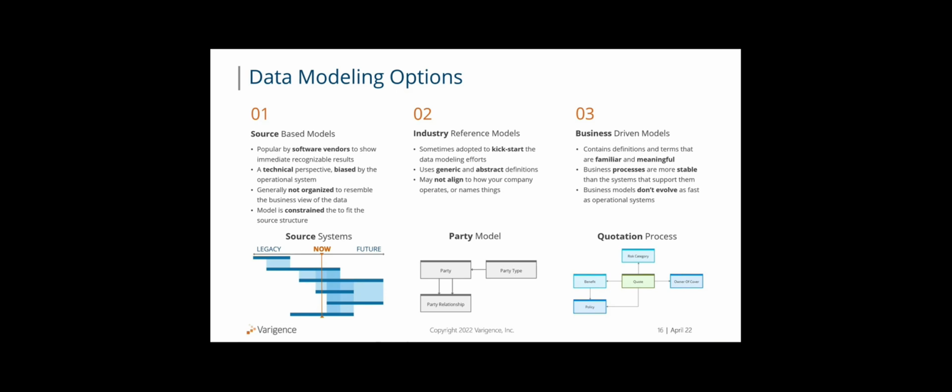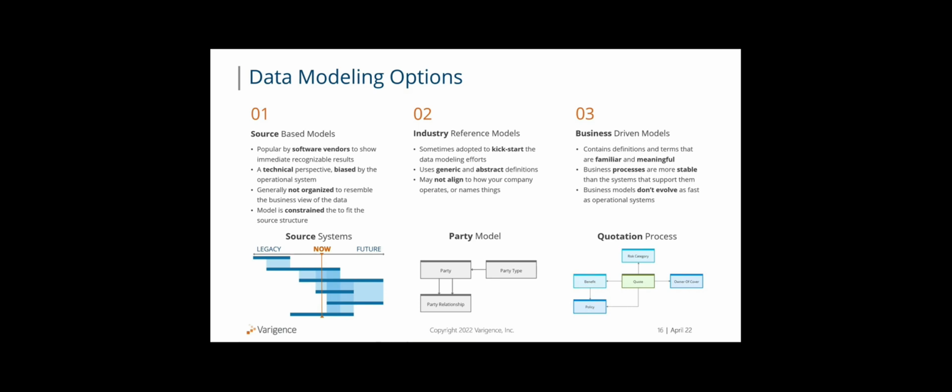Alternatively, some organizations opt to use industry reference models to kickstart the modeling efforts. Industry models tend to be more generic and abstract, and it may not always align to how your company operates and refers to things. Although different levels of abstraction can be considered, the resulting models tend to be more generic using less familiar names. And this can lead to issues delivering the data, as we will see later.